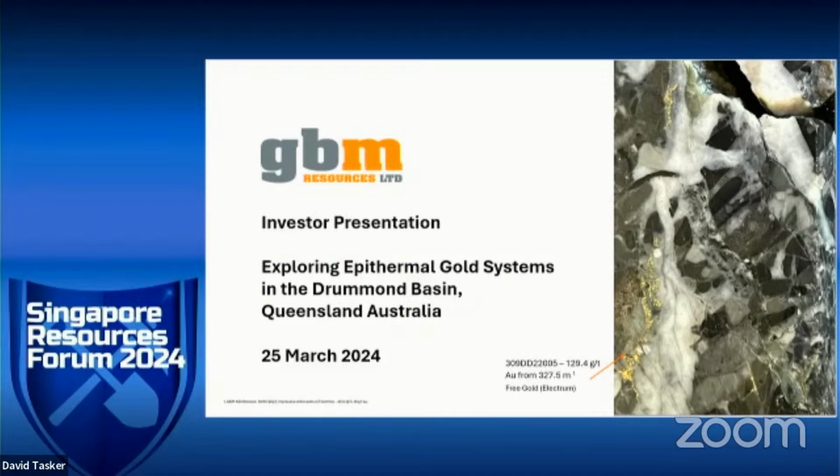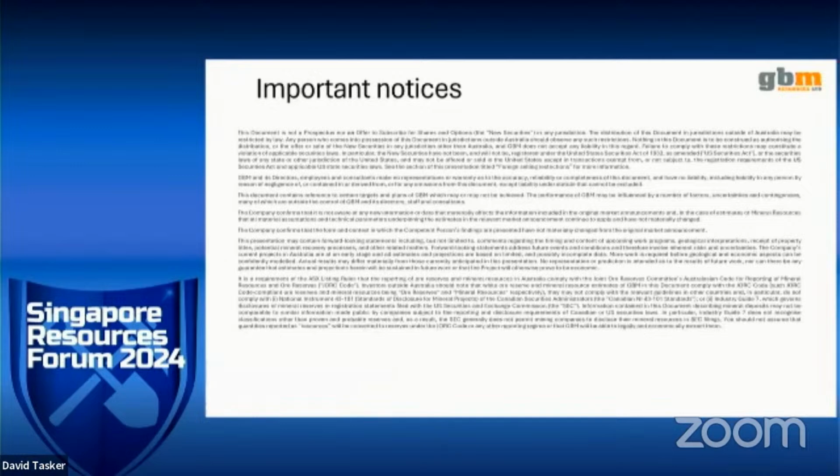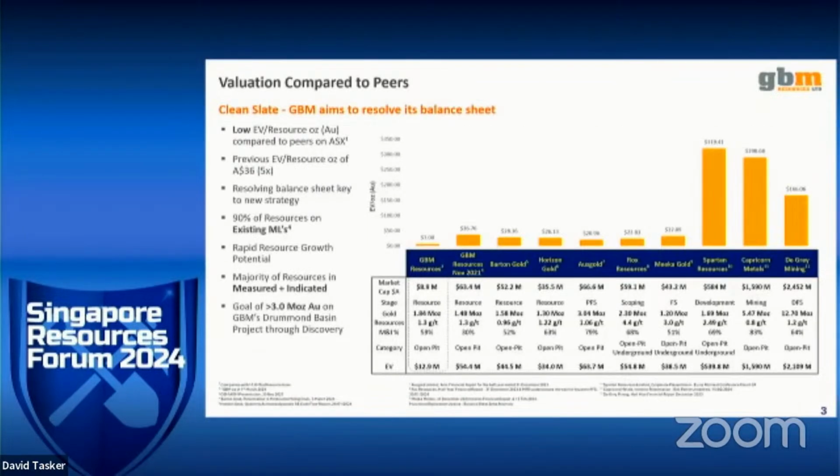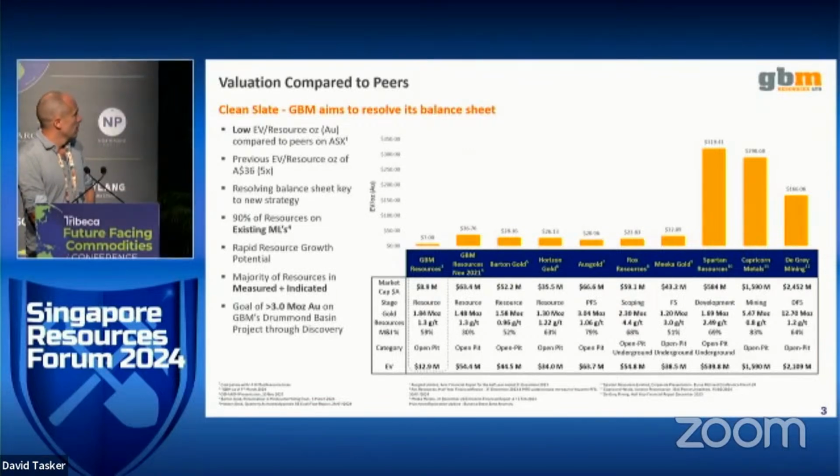I'm up here today because honestly these deposits came across my desk, and the first thing I thought was this is too good to be true. The second was, how can I get involved in this? GBM Resources is way undervalued compared to its peers. It's more than 5 times discounted compared to 2021 and way below every other peer on the ASX.